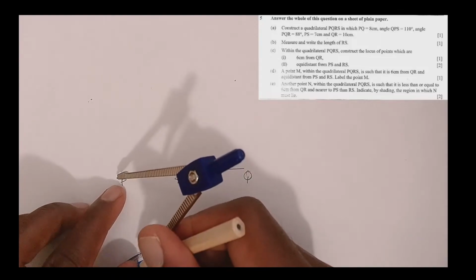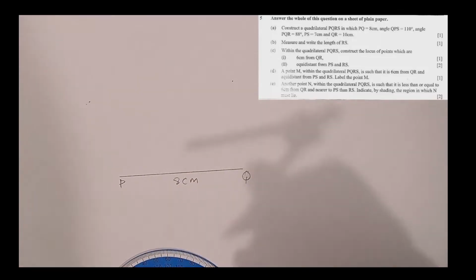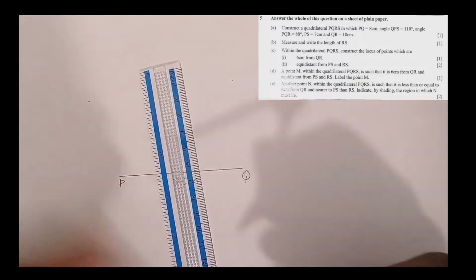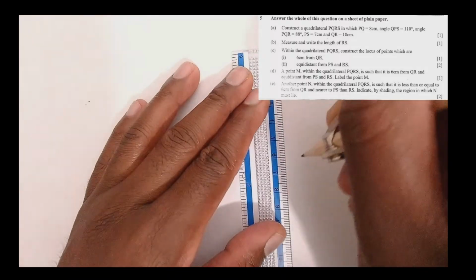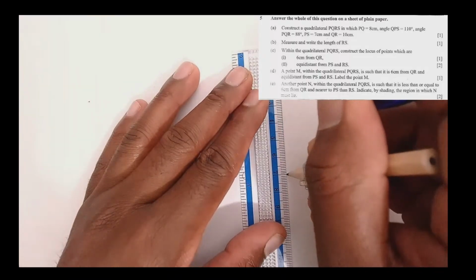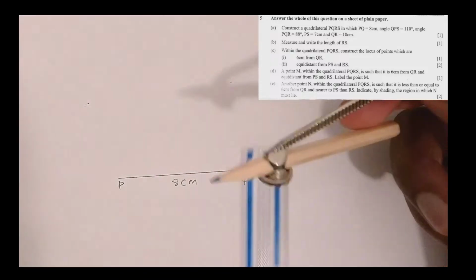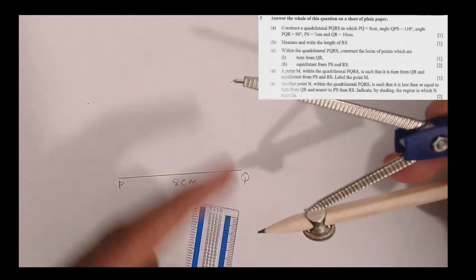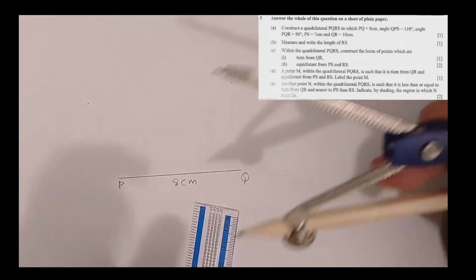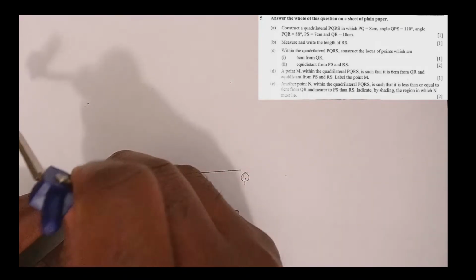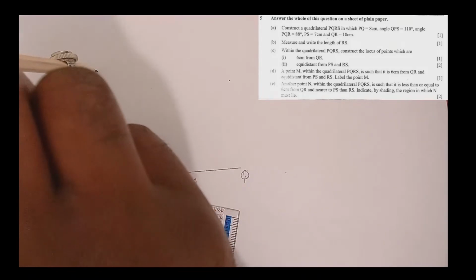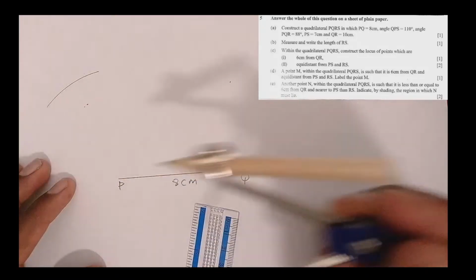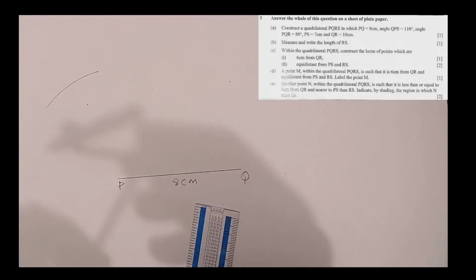Then I know that PS is 7 centimeters. All right, so let's go ahead and carry 7 centimeters. So this is my 0. The width of this radius is 7 centimeters. So what I do, I put my point at P, and then I draw an arc. So I know the arc will be like that. That is what I know.